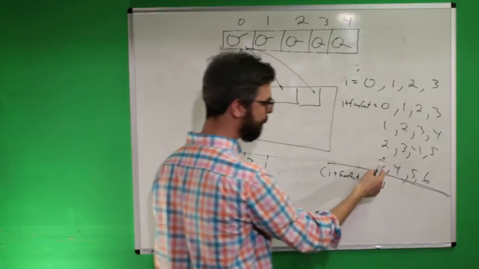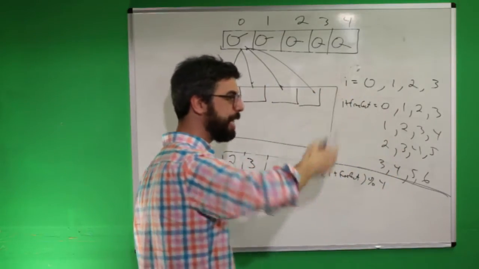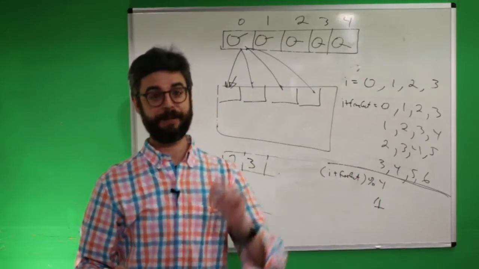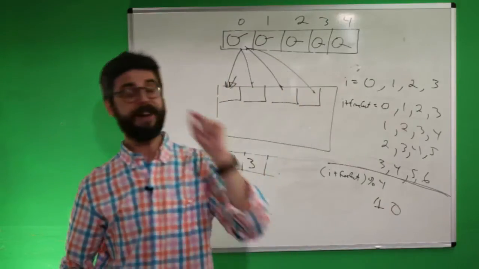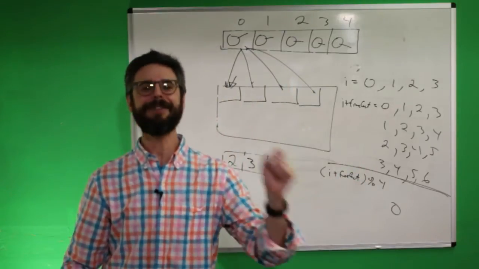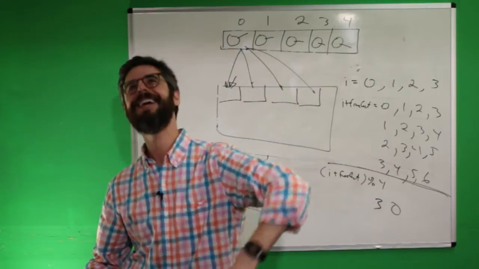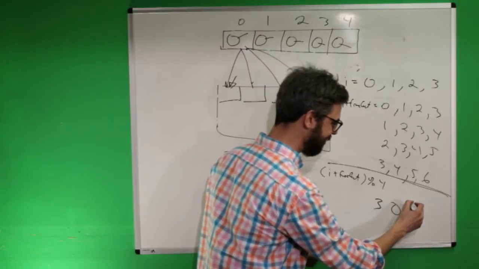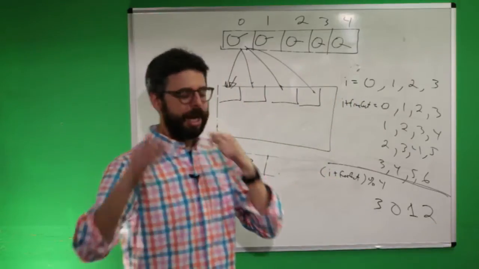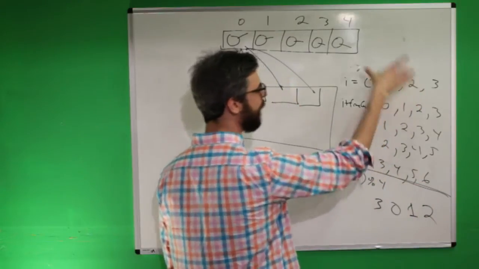So if I say, for example, 3 modulus 4, 3 divided by 4 is 0, remainder 3. 4 divided by 4 is 1, remainder 0. 5 modulus 4 is 1, remainder 1. 6 divided by 4 is 1, remainder 2. So what the modulus operation does is it cycles everything back to keep everything within the original range of the array.